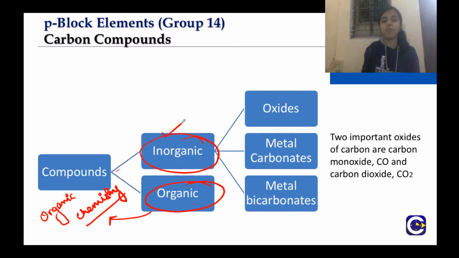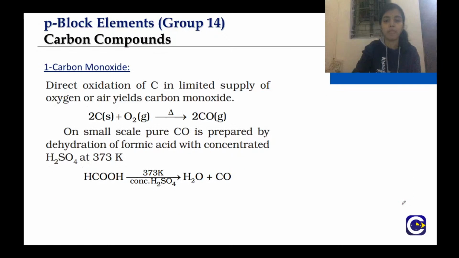But from the inorganic point of view, we have oxides, metal carbonates and metal bicarbonates. Right? So two important oxides of carbon are carbon monoxide, which is very toxic, and carbon dioxide. So first we will deal with carbon monoxide. Carbon on incomplete combustion yields carbon monoxide. Right?